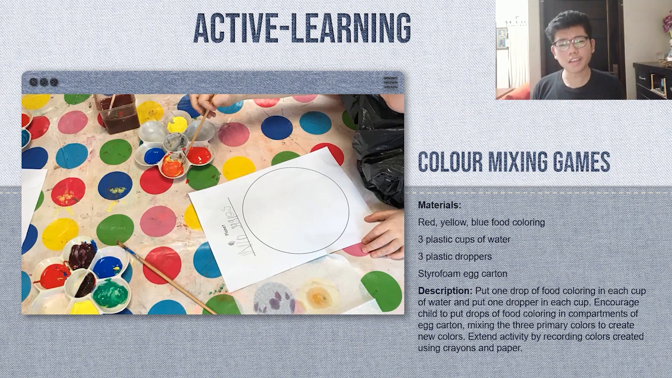The way this game works is you put 1 drop of food coloring in each cup and put 1 dropper in each cup. Encourage the child to put drops of food coloring in the compartments of the carton, mixing the 3 primary colors to create new colors. Extend the activity by recording the colors created using crayons and paper.